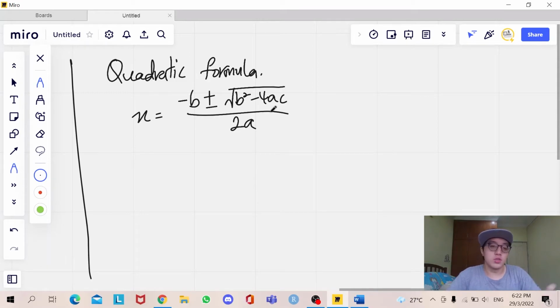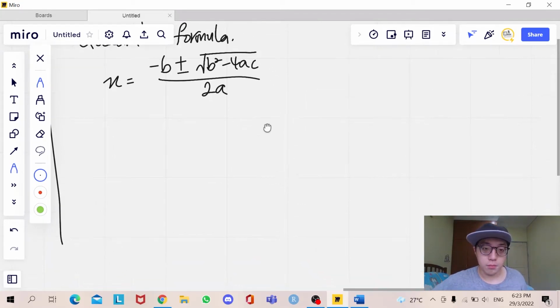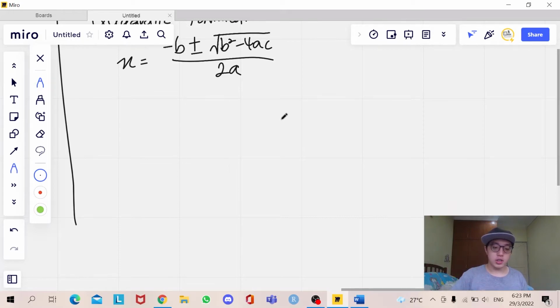Usually we would just memorize this formula, but what if you forgot something in exams? So what to do? Here I'm going to prove the formula to you so that you can actually do this in the exams, just in case you are not familiar with the formula. Proof of the quadratic formula.